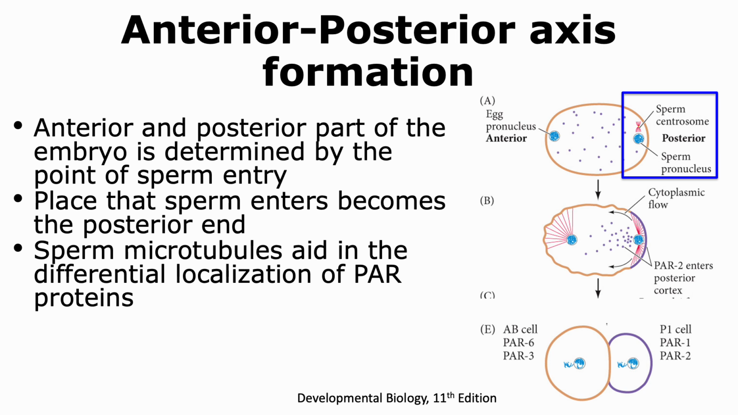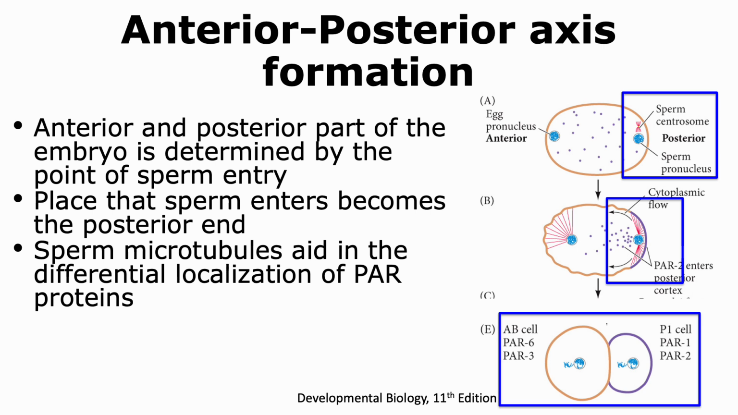Now the reason this axis gets formed the way it is, after the sperm has entered and the centrosome is present, is that microtubules start emanating from the sperm centrosome. These microtubules start attracting certain groups of the PAR proteins, and other groups of the PAR proteins move towards the egg portion, where the egg pronucleus is.